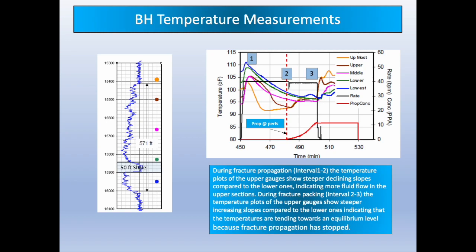During packing, interval 2 to 3, the temperature plots of the upper gauges show a steeper increase in slopes compared to the lower ones, indicating that the temperatures are tending towards an equilibrium level because fracture propagation has stopped.